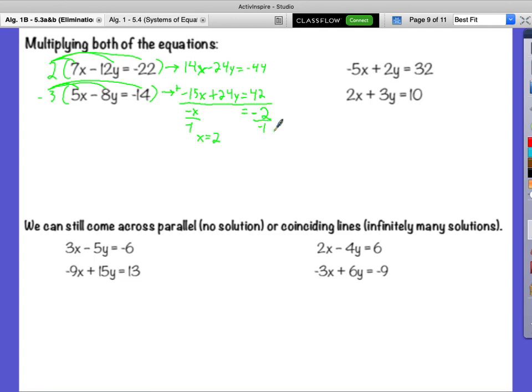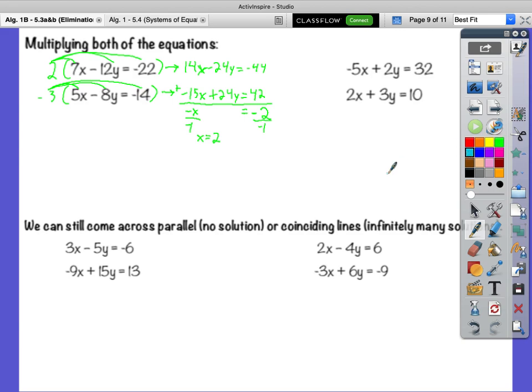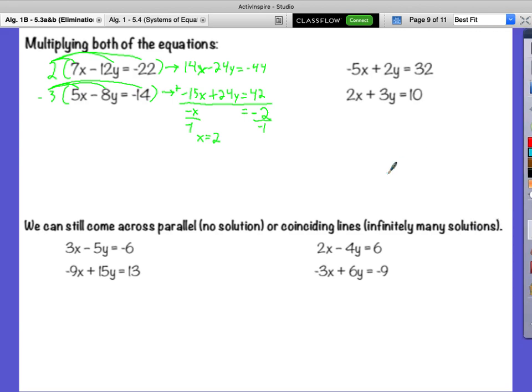Okay. So now, what do we do in order to find the y? What do we do now to find the y, guys? Not everybody at once. Okay, you guys are scaring me with your enthusiasm. Plug it in! To either of the original two equations.